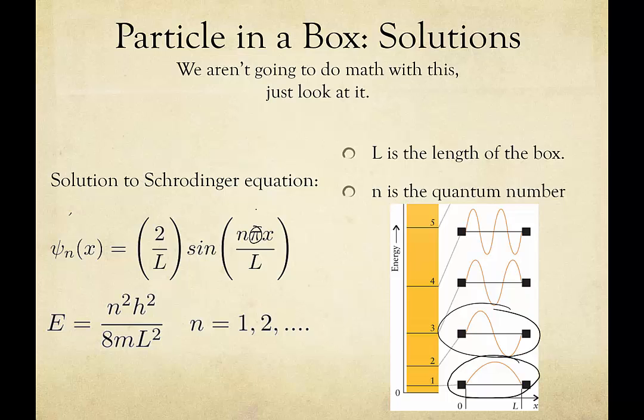Pi, I think you guys got that one too, just a number. We have L again, same thing, length of the box. And then we just have our variable, which is our X, or our position along the number line.